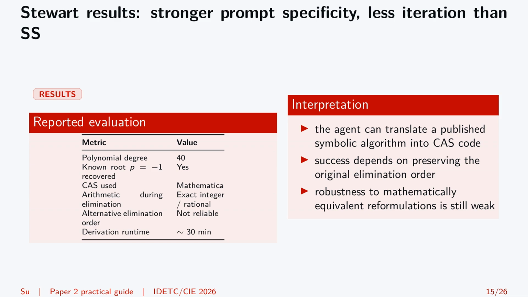The reported evaluation recovers the known root and the degree 40 polynomial in Mathematica. Compared with the SS case, less iteration was needed because the prompt preserved the published sequence. That is a success in faithful translation, not evidence that the agent independently invented the elimination method.